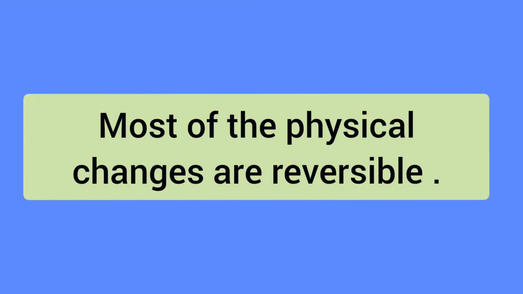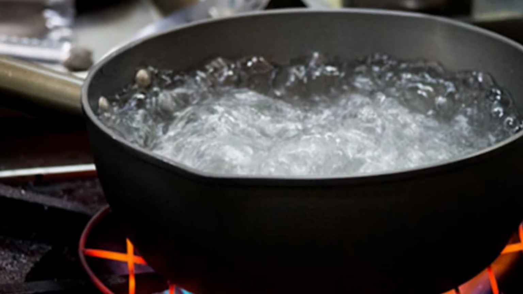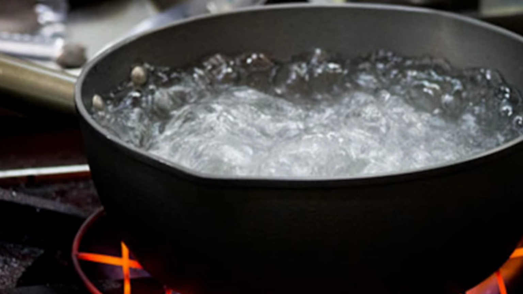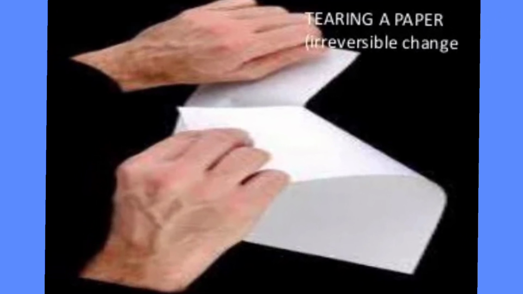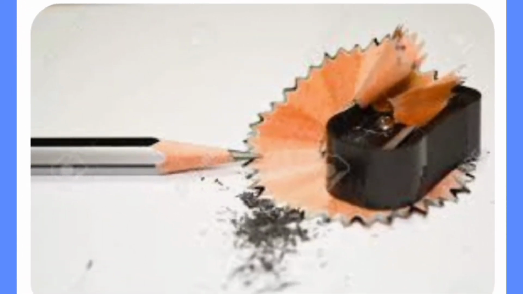Most of the physical changes are reversible, like when we heat water it becomes steam, but when it cools down it again becomes water. There are a few exceptions, like when we tear a paper we can't get back its previous stage. After attaching it with glue, it cannot be the same as earlier. Same like when we sharpen a pencil, we cannot get back its previous size.